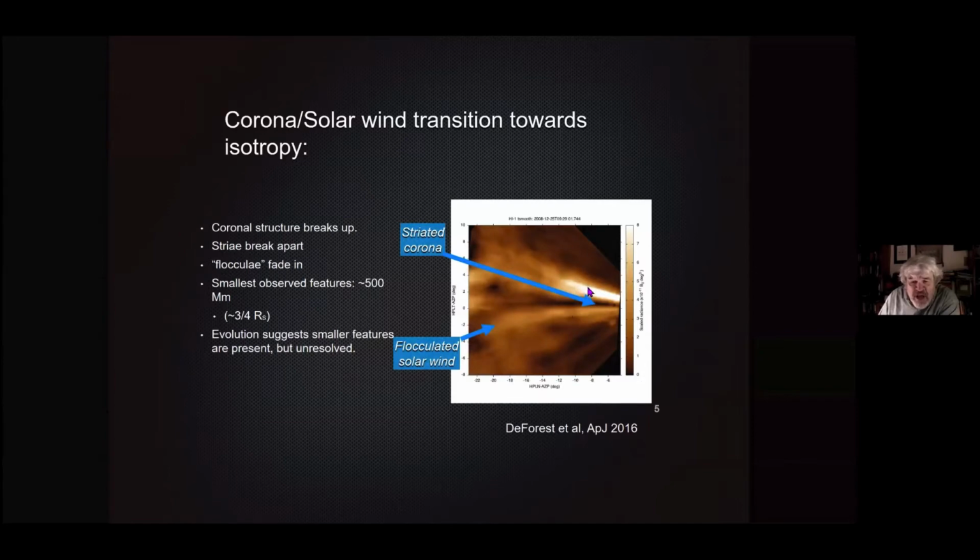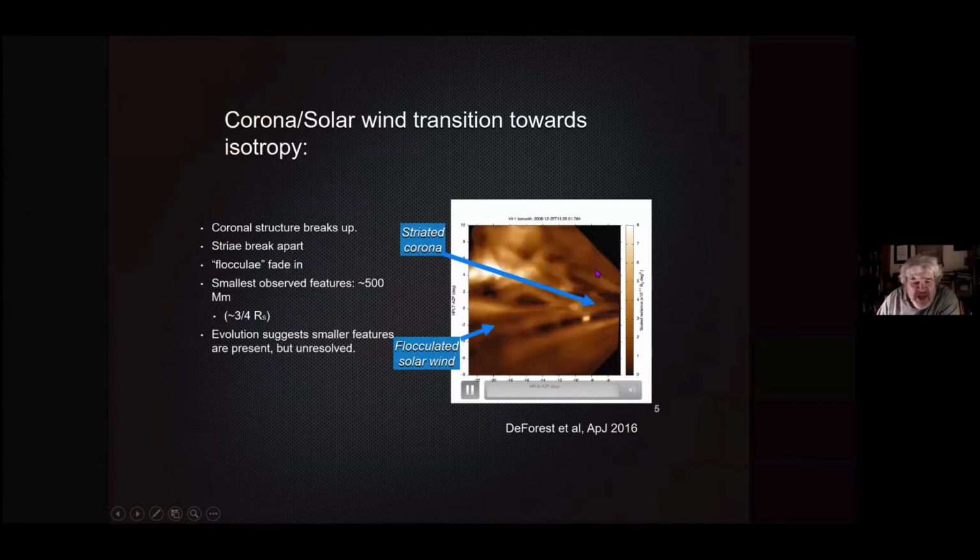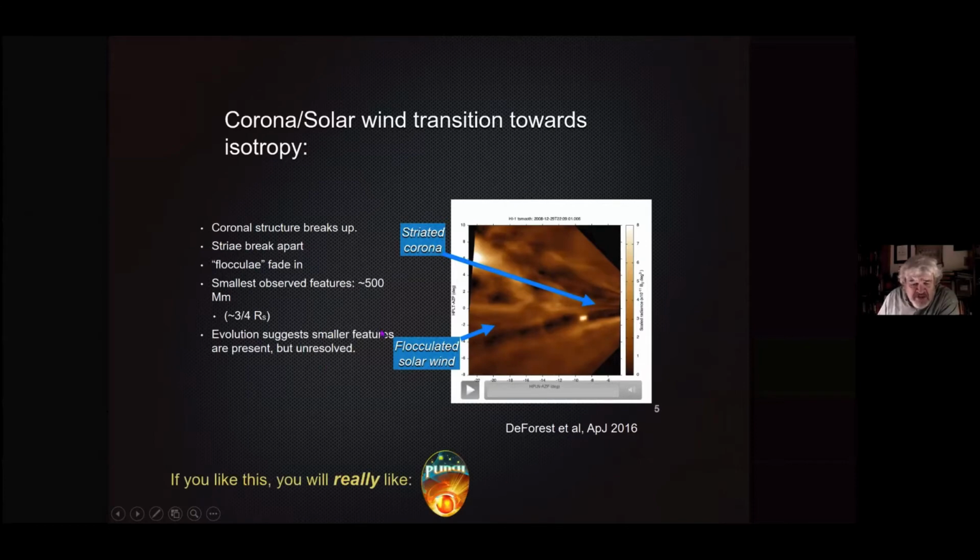But this looks a lot like a transition from relatively anisotropic flow to more isotropic flow. So we're going to examine that here. And I like to advertise a future mission. This is from STEREO, but if you like this kind of diagnostic and think that you can get a lot of good science out of this, then you will really like the PUNCH mission, which is in development.